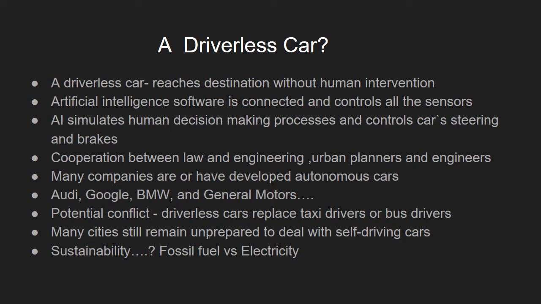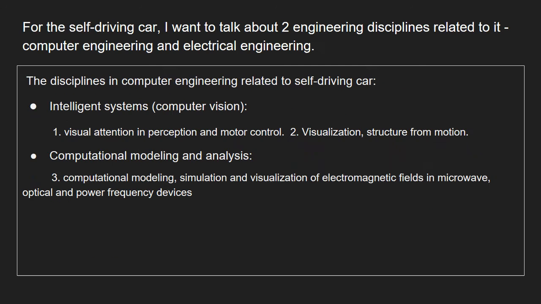What are driverless cars? A driverless car is a car that reaches the destination without any form of human intervention. It uses various sensors connected to artificial intelligence which makes decisions on behalf of humans. Potential conflicts may arise as we adopt driverless cars into our system, some of which include law, urban planning, and sustainability.